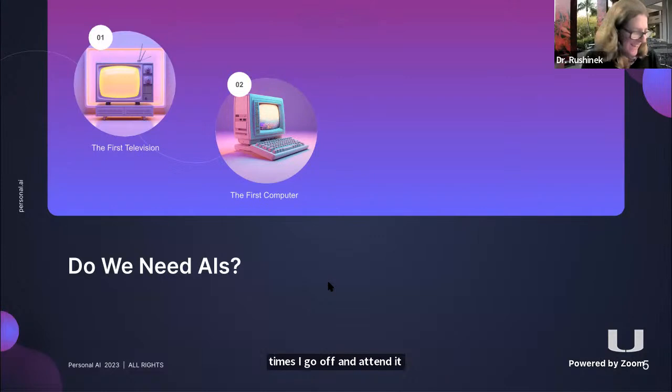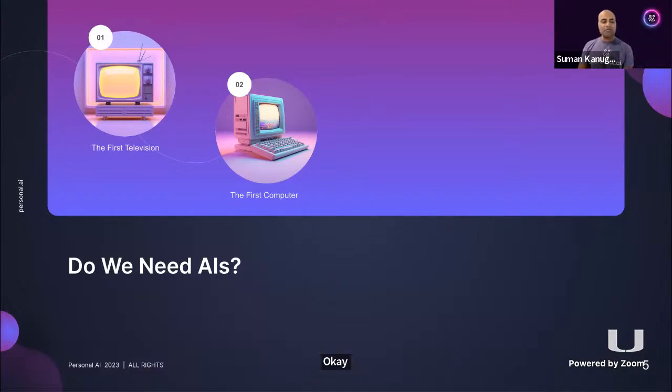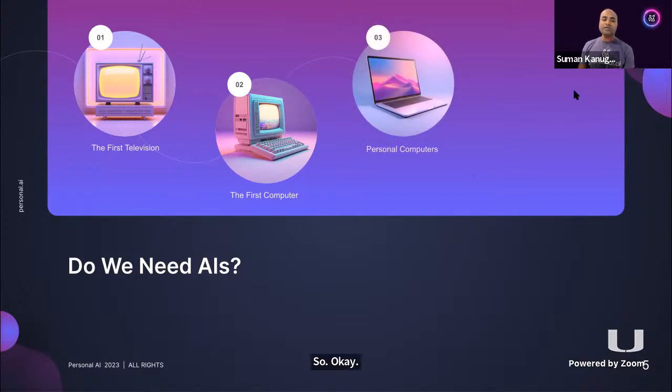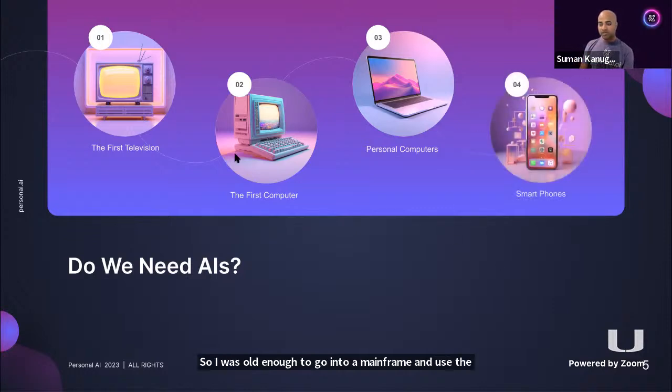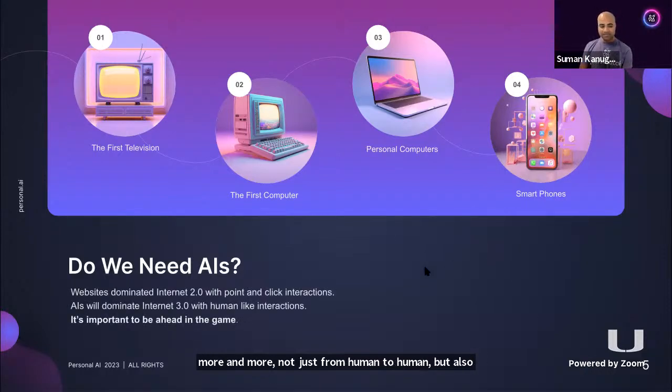Slide. So the way I would think about it is, we had the first television, we had the first computers, and before the personal computers came around, we had our mainframes as well. So I was old enough to go into the mainframe and use a shared computer until personal computers came into our rooms. And then of course, the smartphones came along. And if you think about what has been happening, we as human beings have been communicating using the digital presence more and more, not just from human to human, but also from human to businesses.